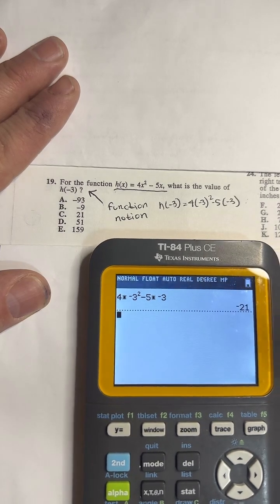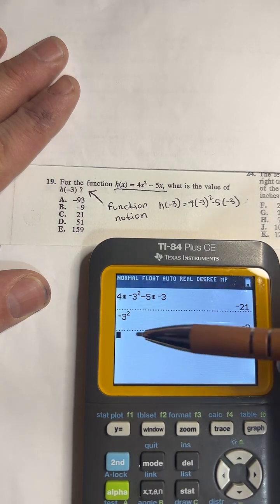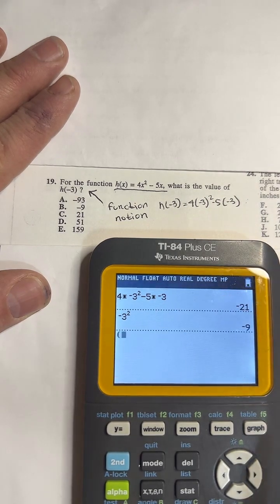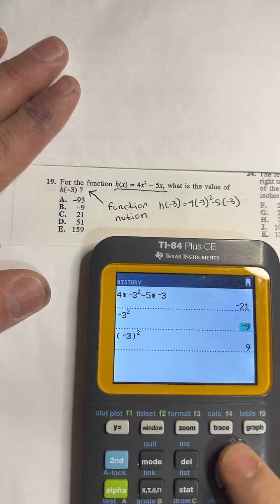And they're going to get this, and they're going to say, well, what the heck? My solution isn't on here. Well, this right here, negative 3 squared, is negative 9. That's because they're squaring the 3 and then making it negative. So what we need to do is put that negative 3 in parentheses.